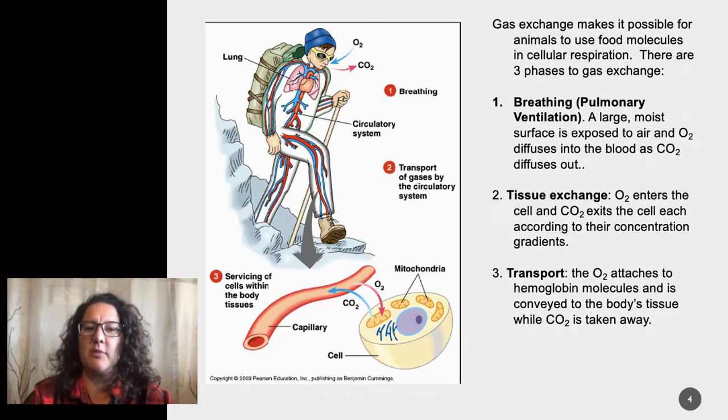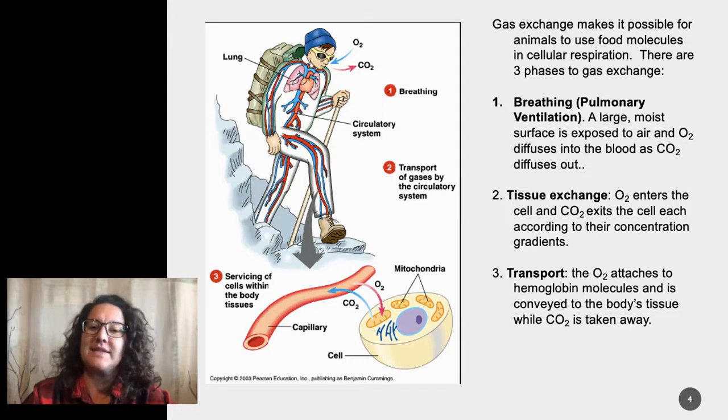We have breathing or pulmonary ventilation. So this is when we inhale, a large moist surface area, our lungs, is exposed to the air. Oxygen is going to diffuse from our lungs into the blood, and carbon dioxide is going to diffuse from our blood into the air in our lungs, and then we're going to exhale it.